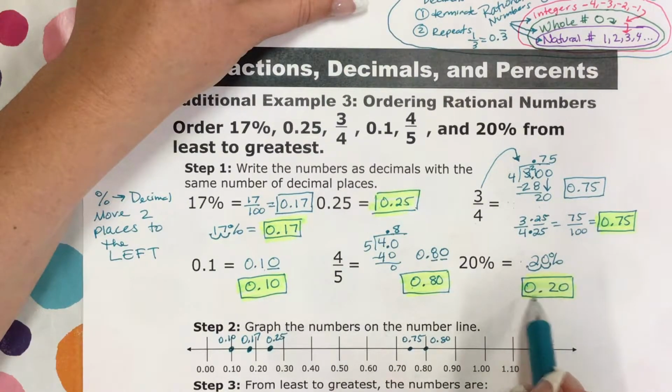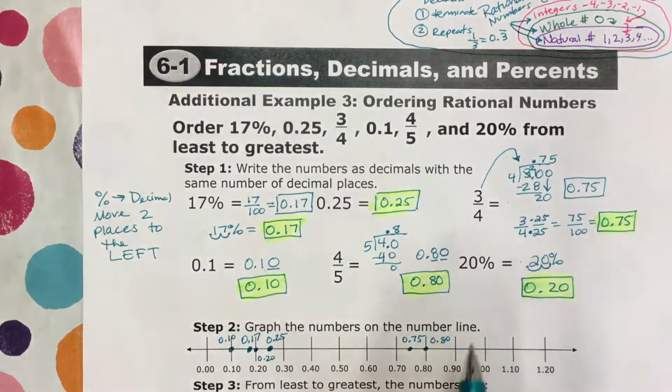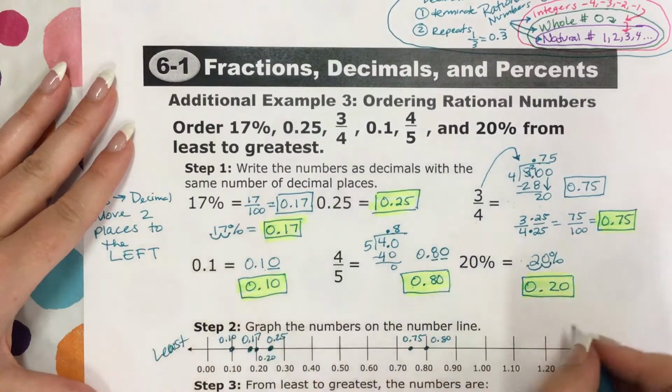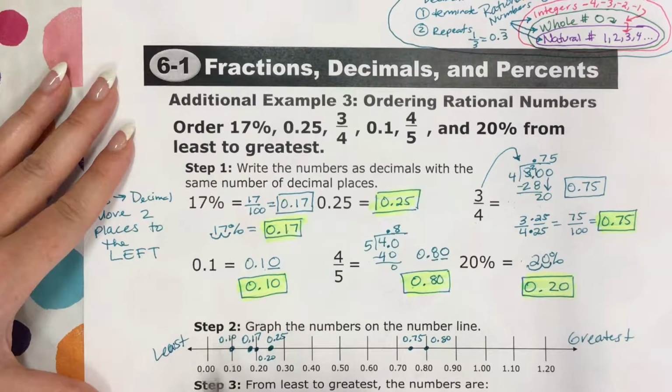And lastly, we have 0.20, which would be right here. That's 0.20, okay? Now, when you're ordering things from least to greatest, this over here is where the smallest numbers are, least to greatest over here. So whatever point is further to the left is going to be the smallest. So it's going to be 0.10, 0.17, 0.02, 0.25, 0.75, 0.08, 0.8, and then, yeah, that's it.